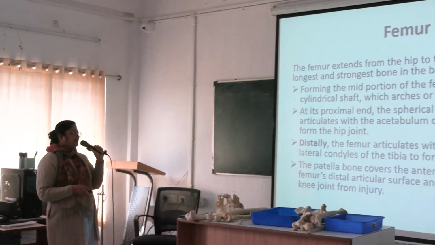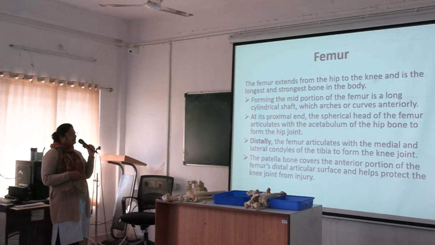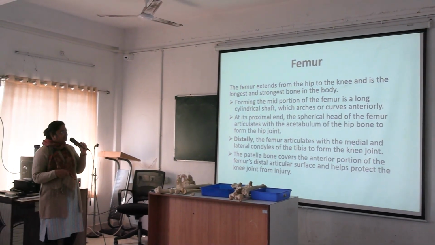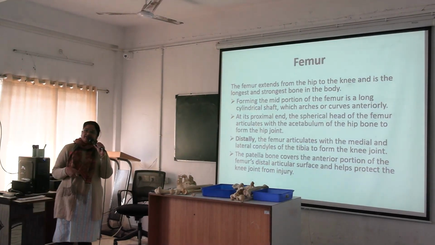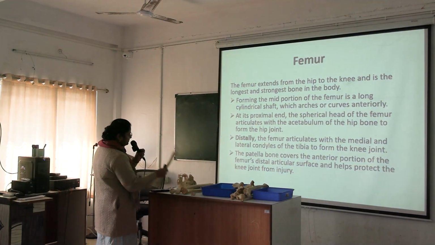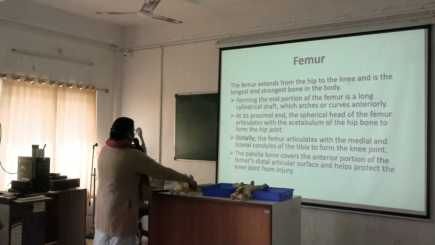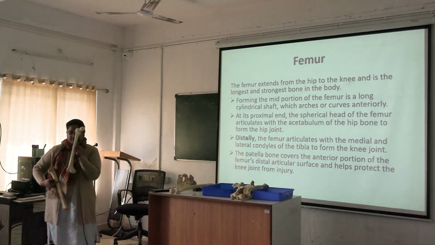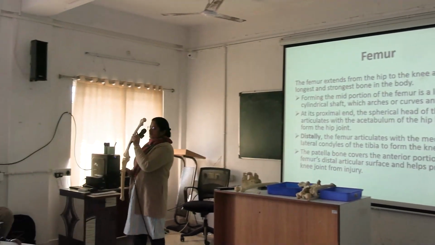And distally the femur articulates with the medial and lateral condyles of the tibia to form the knee joint. All these articulations will be asked during the Viva table. So this is the femur of the right side. This is the tibia of the right side. It will articulate like this. Okay, two condyles of the femur will articulate with two condyles of the tibia to form the knee joint. Okay, understood?